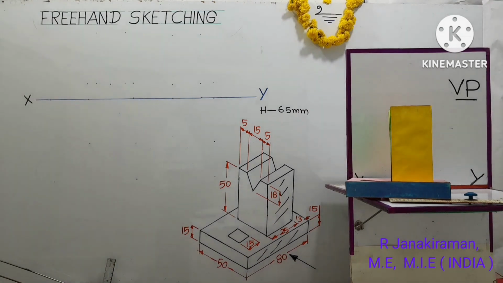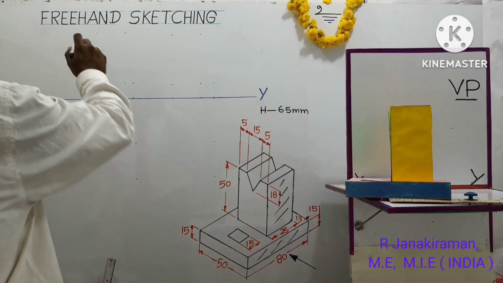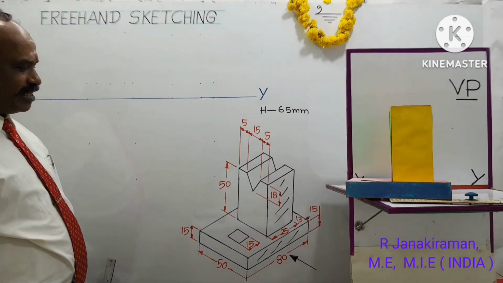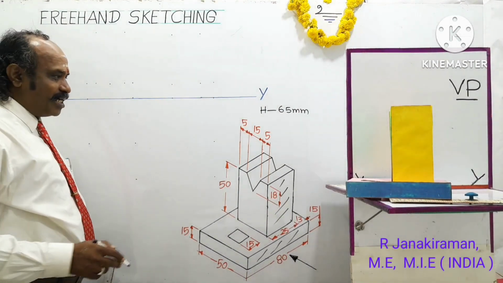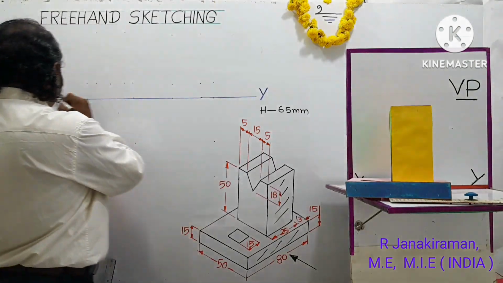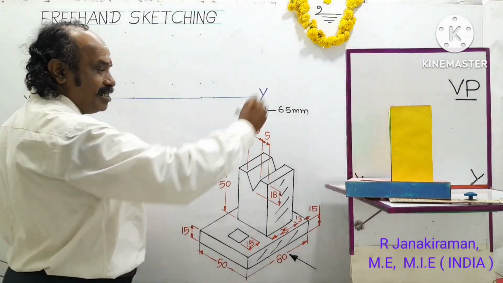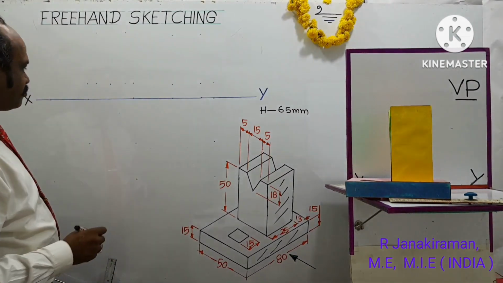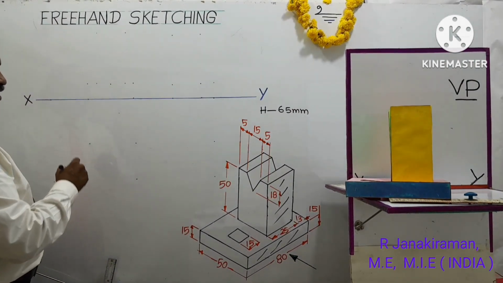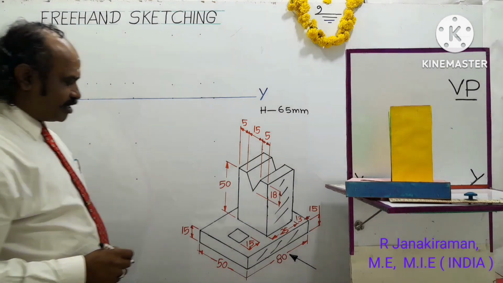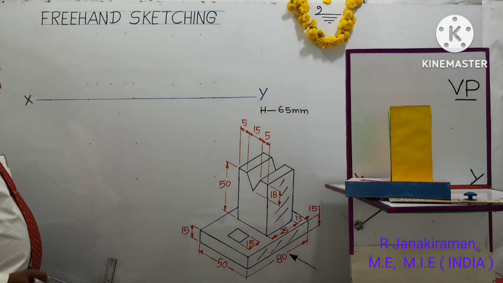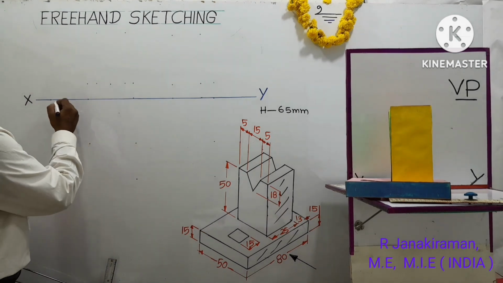As the topic is freehand sketching, without using a drafter, don't use a scale or mini drafter, no measurement is taken. Approximately, by proportion, you will construct this diagram. Draw one horizontal line called the XY line, a reference line, and on this reference line, draw the length of the object. Length of the object is given as 80 mm. 80 mm means 8 centimeter.